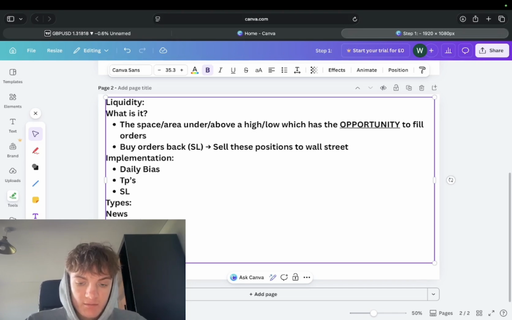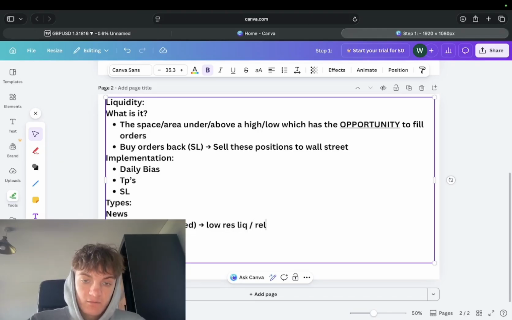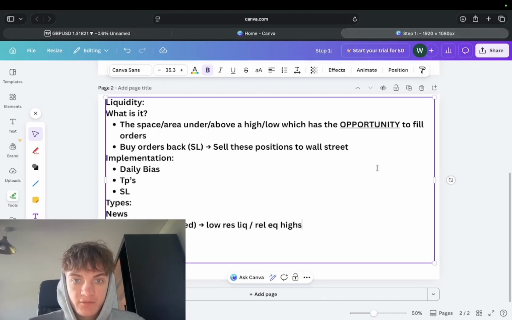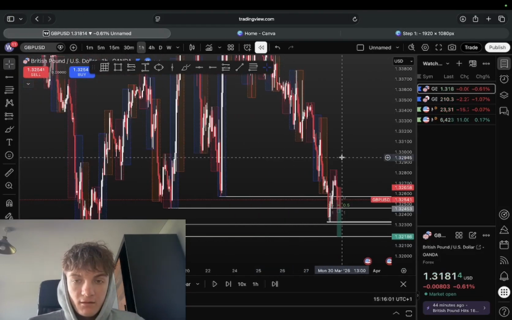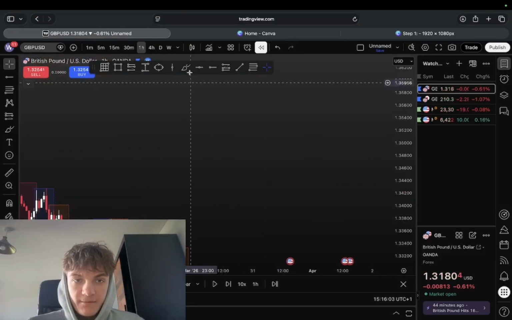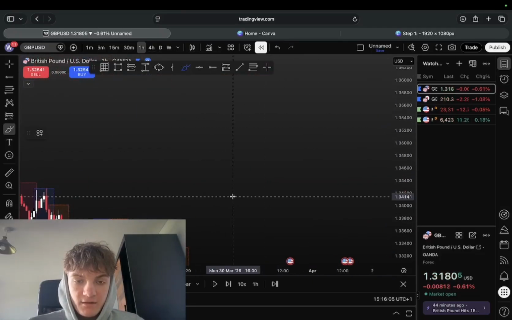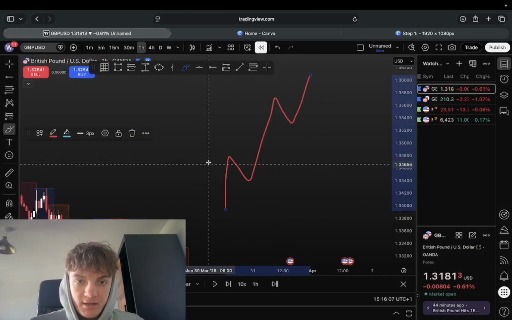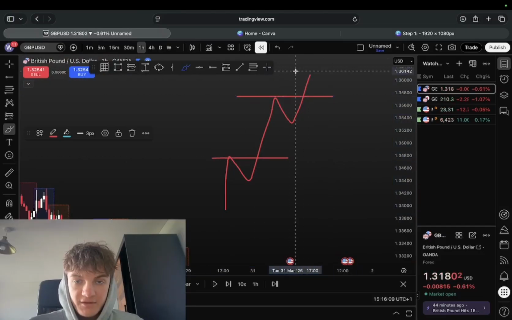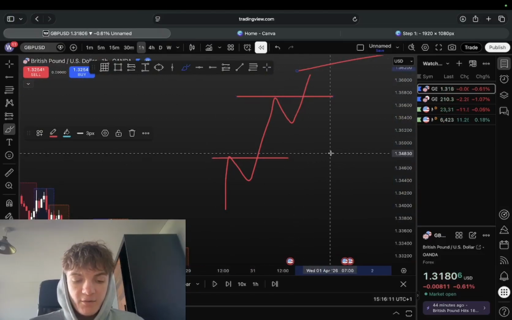So if they're stacked basically on top of each other, but this is basically low resistance liquidity or relative equal highs. So it depends if you've got, let me draw it. Uptrend, okay, uptrend, bang, 1, 2. There's gonna be a third here. This is if they were close to each other.